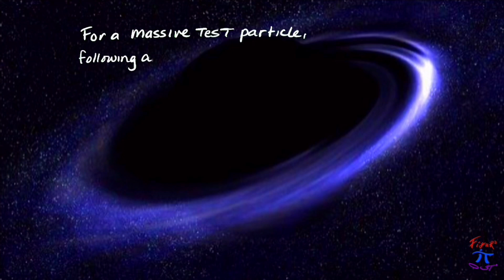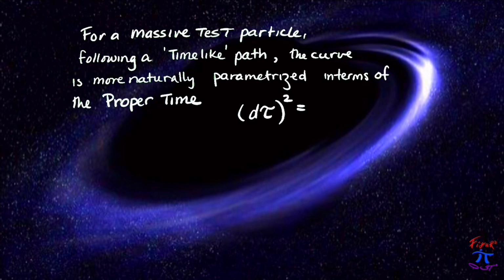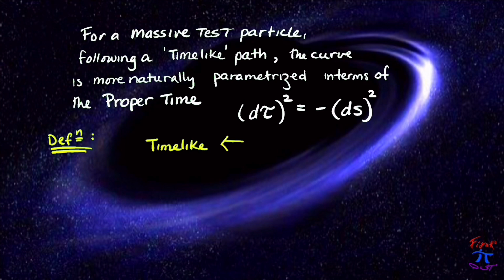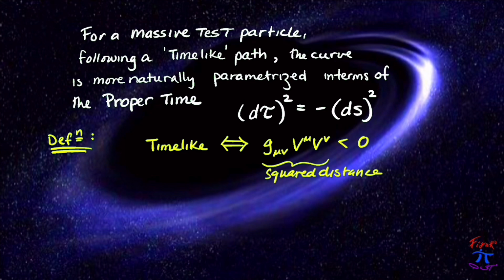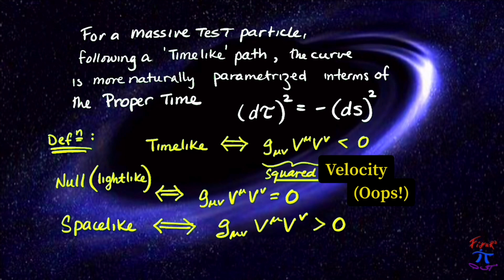For a massive test particle, following a time-like path, the curve is more naturally parametrized in terms of proper time d tau, and d tau squared is equal to negative ds squared. By definition, a time-like curve is one that has a squared distance that is negative. A null or light-like curve has a squared distance of 0, and a space-like curve has a squared distance that is positive.